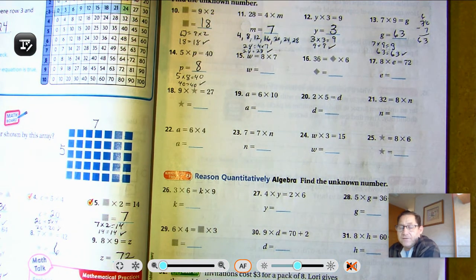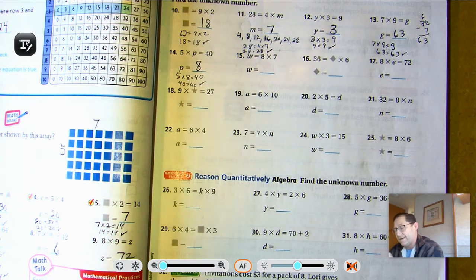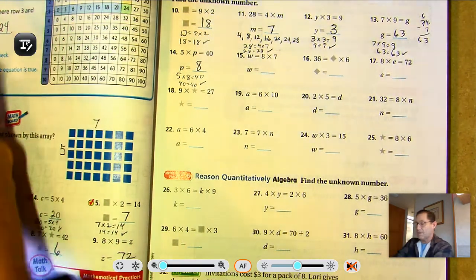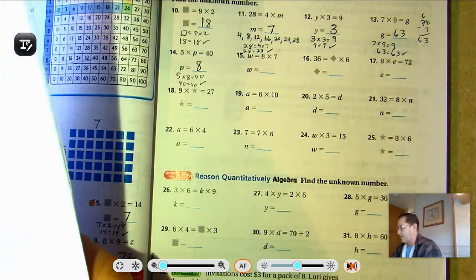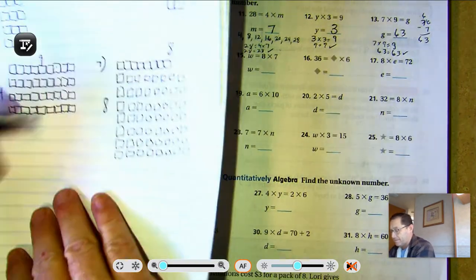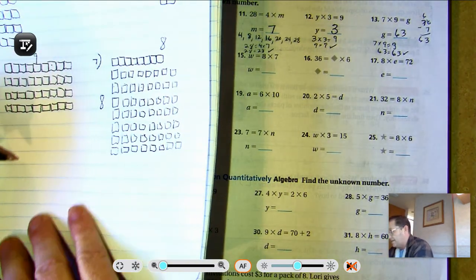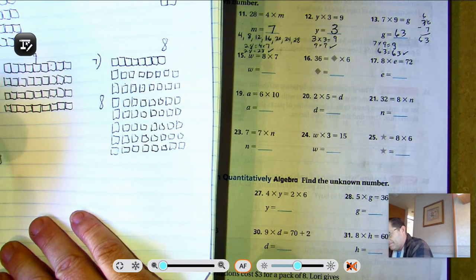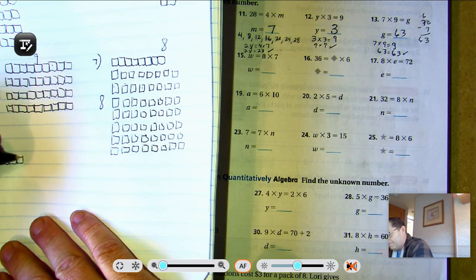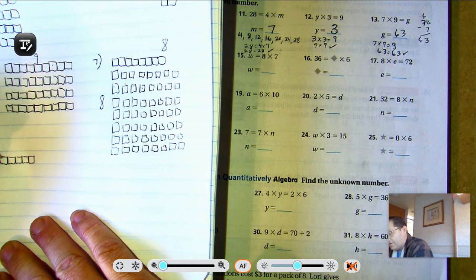Some product equals 8 times 7. Okay, so if we had to draw an array for that, for number 15, we'd have 8 rows of 7. Obviously, if you know what 8 times 7 is, you would write the answer.